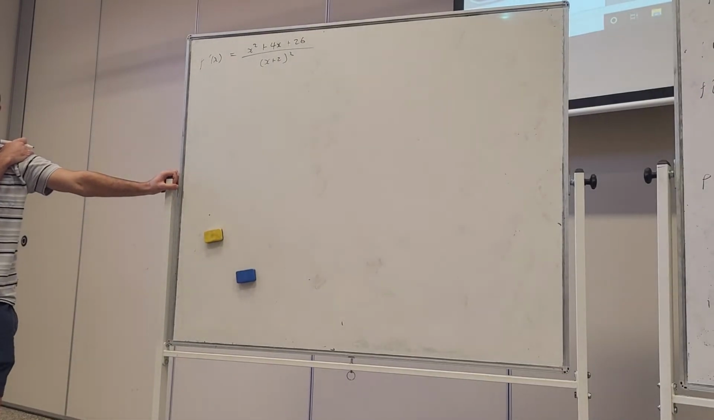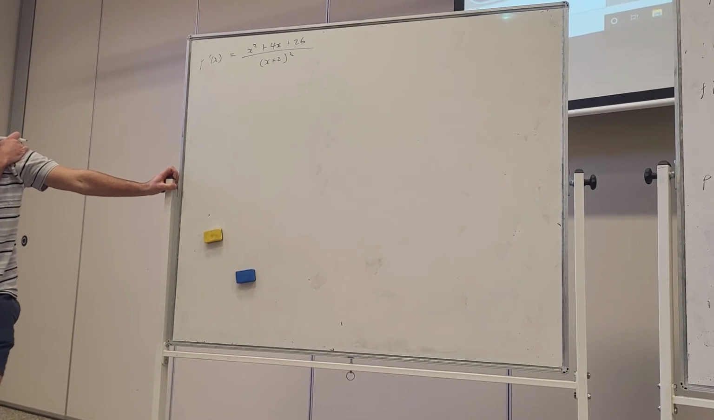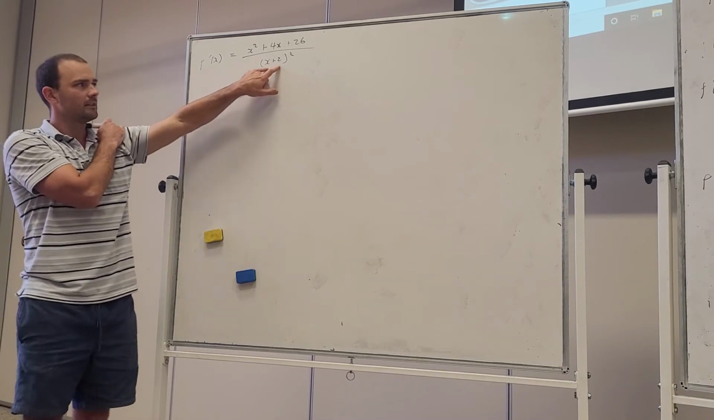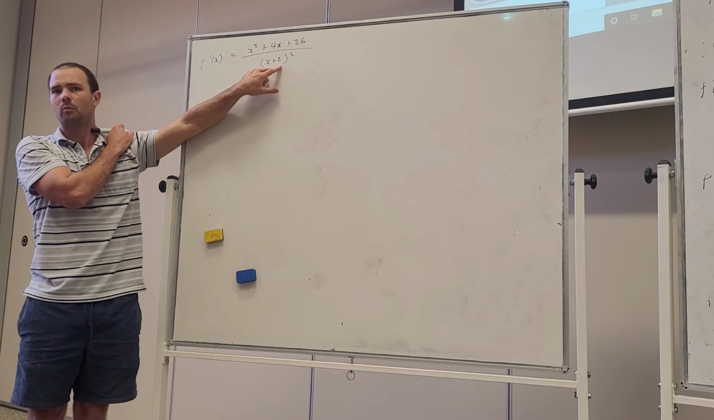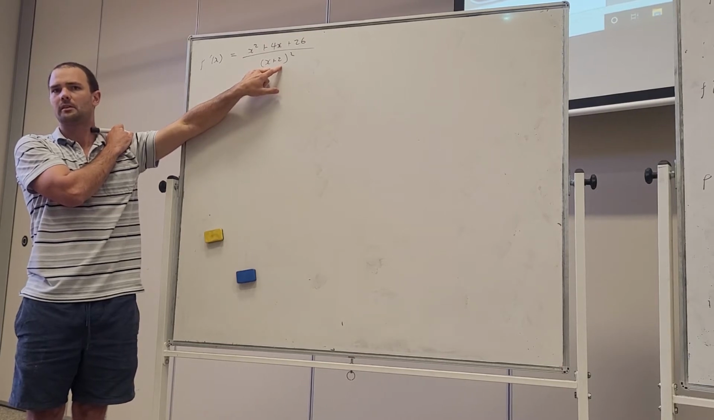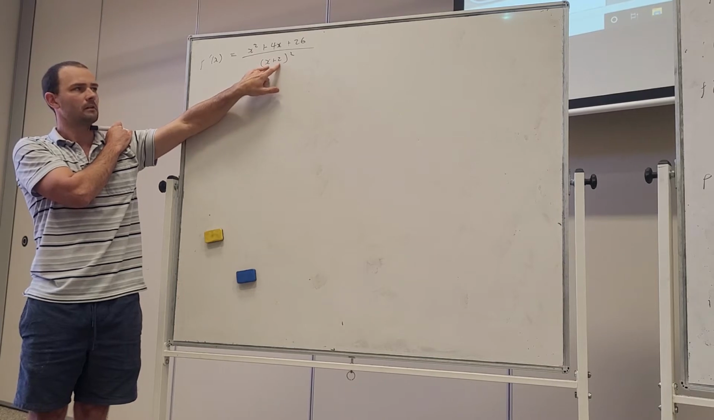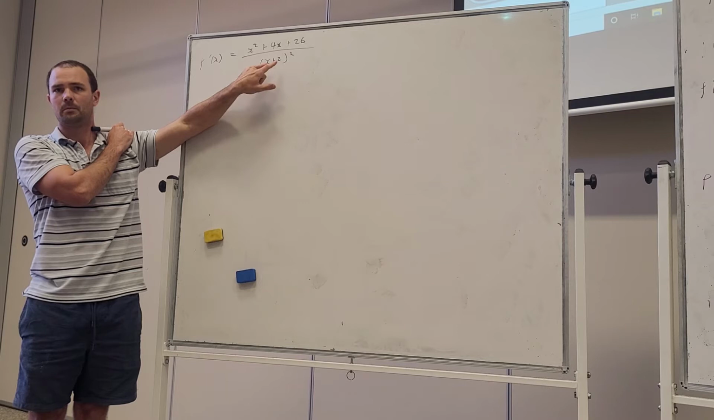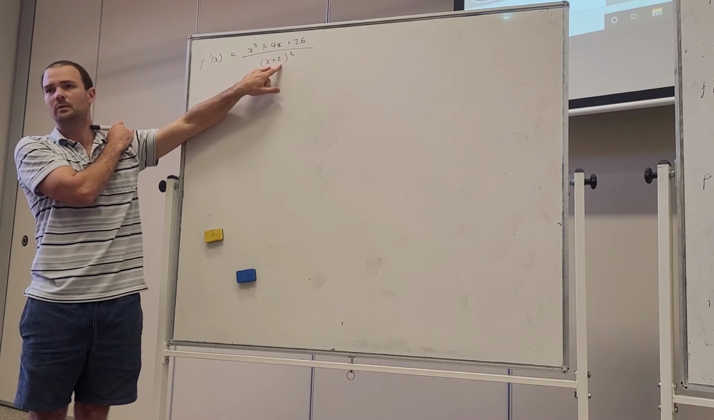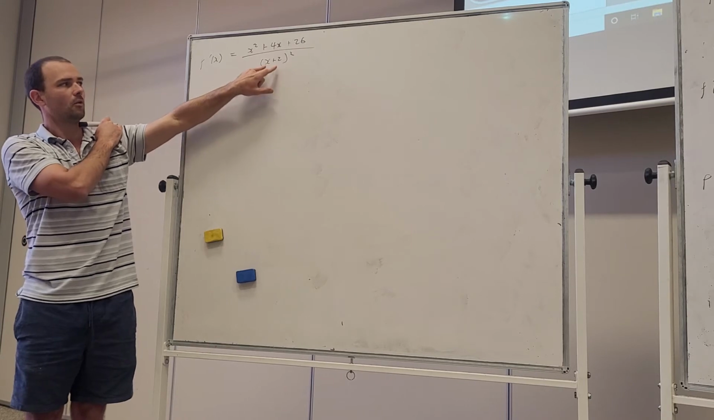So what I want to show you is why this is always positive. The first thing I'm going to say is that denominator there, it doesn't matter what number you put in there, it's always going to be positive. If you put minus 1,000 in there, you're going to have minus 998 squared, which is a positive number. If you put positive 1,000 in there, you're going to have 1,002 squared, which is a positive number. So it doesn't matter if it's 0 or minus 1,000 or positive 1,000.